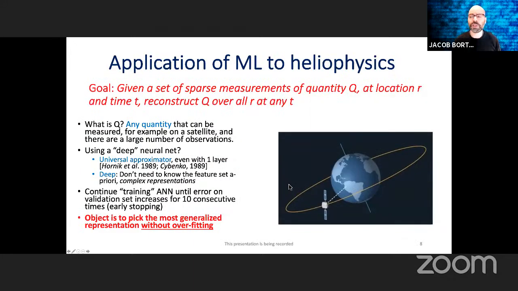How do we apply machine learning to heliophysics? Well, this is a problem that I started thinking about a few years ago. And the question, the goal is the following. Assume that you have a satellite orbiting around the Earth like so. And so at any point in time, at any point in space, R, it is collecting a measurement, right? Let's call it some measurement Q. You can think about number density, right?